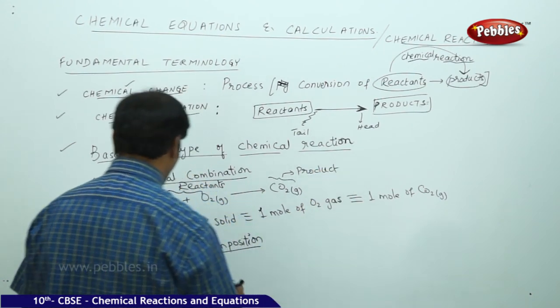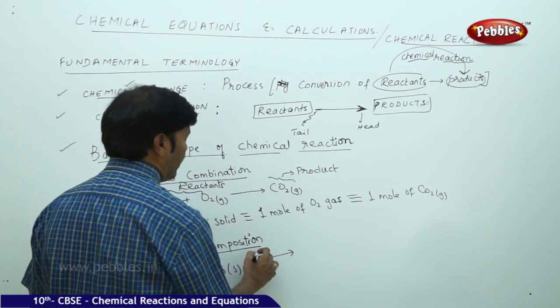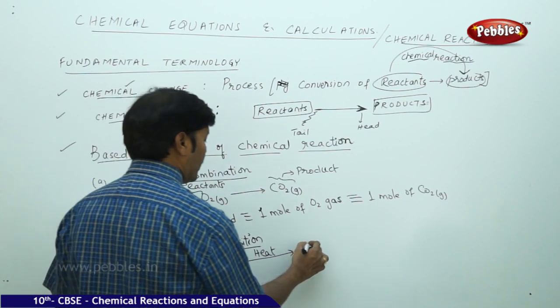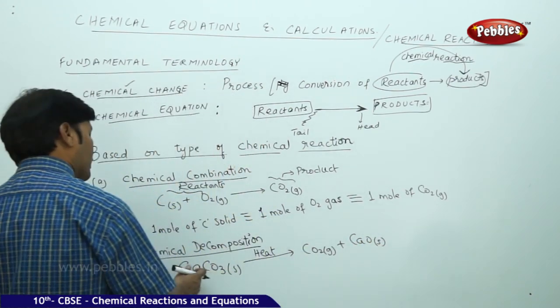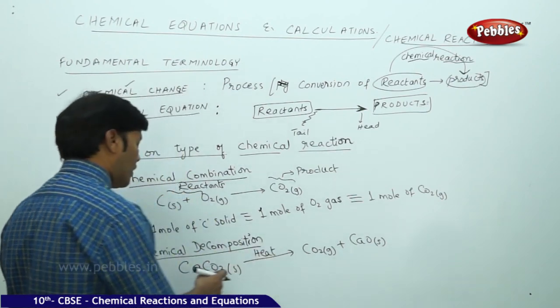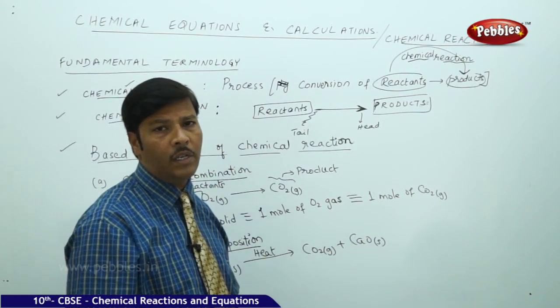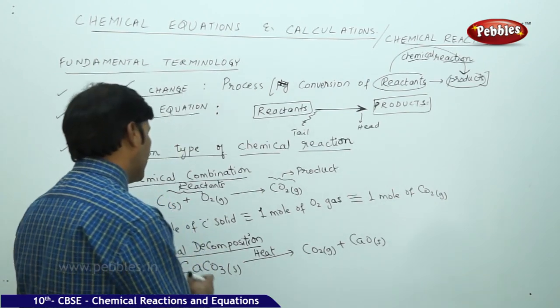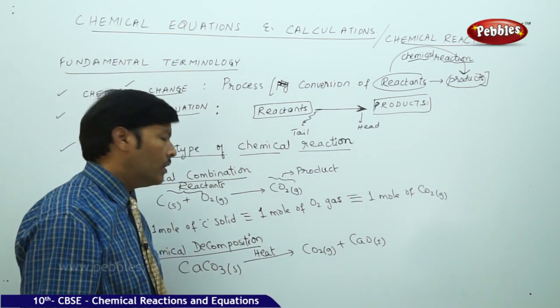Similarly, in chemical decomposition, suppose I am taking CaCO3 solid, limestone, calcium carbonate. Upon heating, you get carbon dioxide gas plus calcium oxide solid. That means here calcium carbonate is a reactant, and carbon dioxide and calcium oxide are products. Calcium carbonate is a solid, carbon dioxide is a gas molecule and calcium oxide is a solid. So in this way we can gather the information from the given chemical reaction.